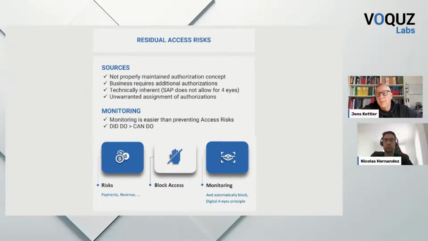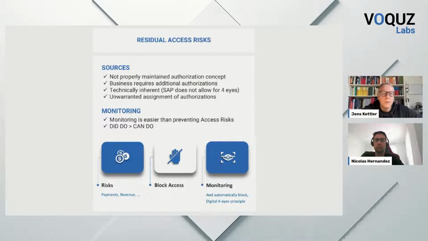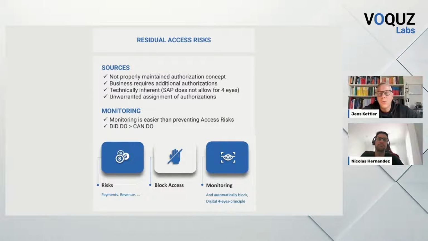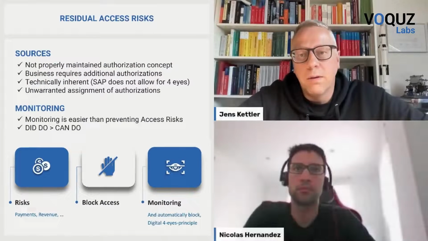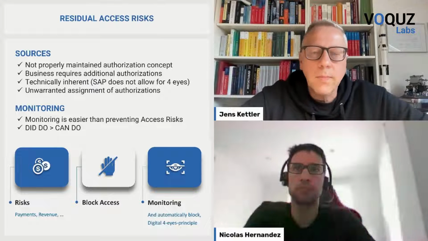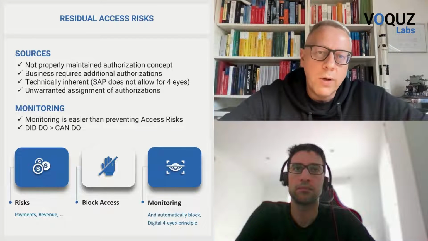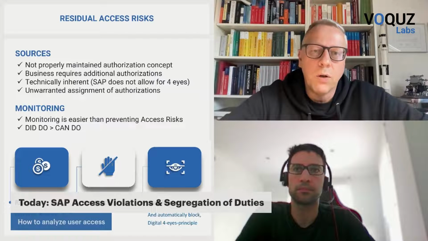Or it could even be, I don't know, unwarranted, right? Somehow you trick somebody else into giving you authorizations, or you manage to do it yourself. So the risk there is excessive access rights that can lead to financial losses. And the approach is, monitoring is easier than preventing all these access risks.